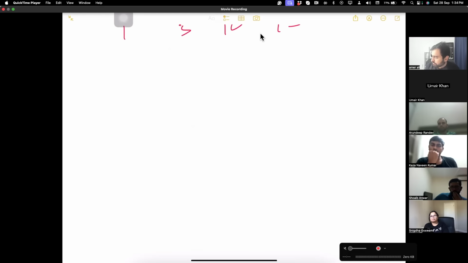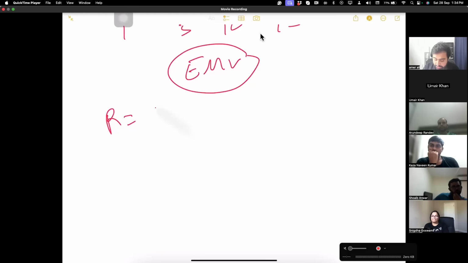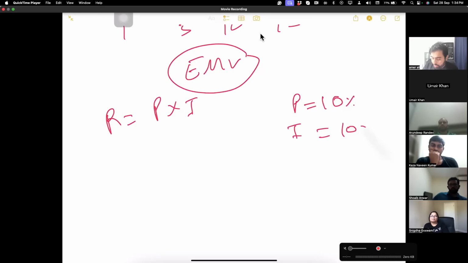Then expected monetary value. You can get a question on this. Risk is probability into impact. Let's say you get a question. The risk probability is 10% and it's a positive risk of $100. What is the impact? What is the expected monetary value? That is risk. Calculate it immediately, guys.